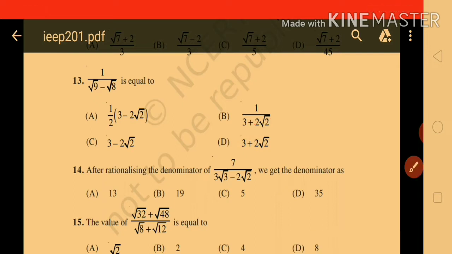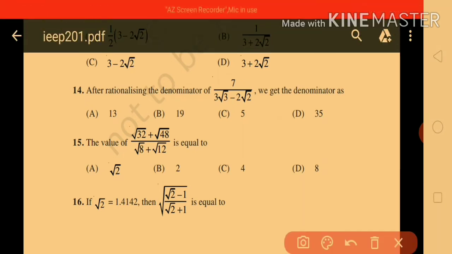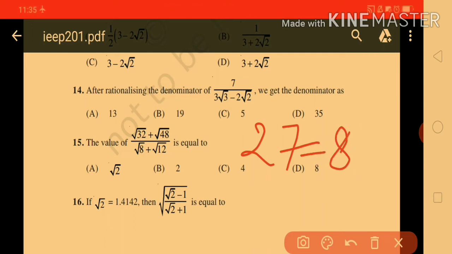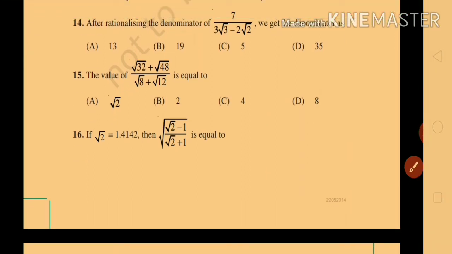Now come to the next question. After rationalizing the denominator, we tell the denominator. After rationalizing you will get 3 root 3 square, that is 3 threes are 9, 3 nines are 27, and 2 root 2 square, that is 2 twos are 4, 2 fours are 8. When you subtract 8 from 27, what do you get? 27 minus 8 is 19, you will get 19. So B is the right answer, right? Now come to the 15th question.